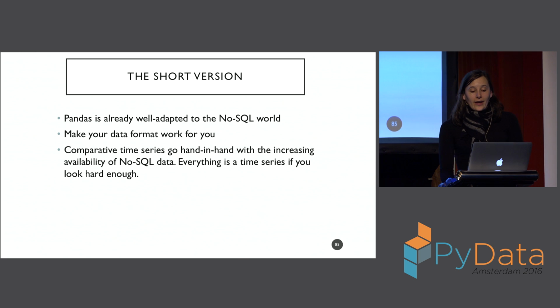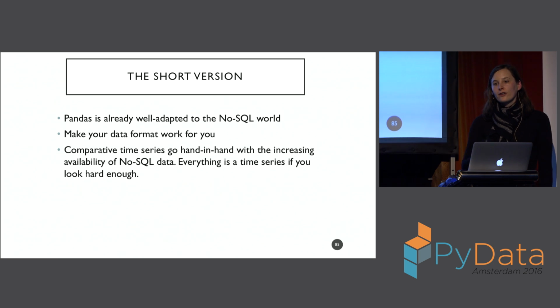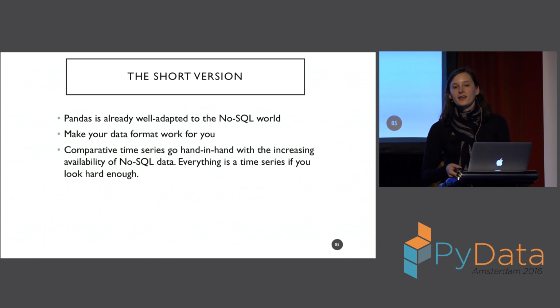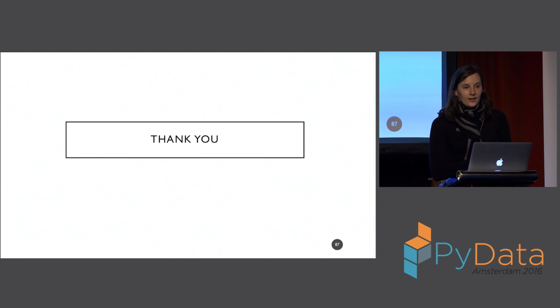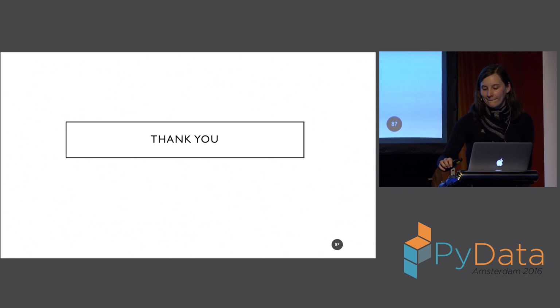Comparative time series go hand in hand with the increasing availability of NoSQL data, so I hope more people will start realizing that these time series you have about all your internet users, all your game users, all your patients in medical studies, are almost like a whole other dimension of data that's drastically underused. And similarly, like the recommender engines talk earlier, even data that is not sequential but grouped has interesting things you can do with it. So that is my talk. Thank you.